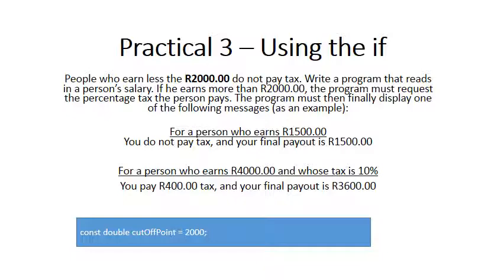One of the things to look out for when you read through a question is to see whether you have any constants. Those are values that will be the same every time you run the program. Now in this case, you've got this cutoff point of 2,000 Rand, determining whether someone pays tax or not. So you would be declaring a constant, which is a double, because you're working with monetary values of 2,000 Rand. So that is the declaration of the constant.